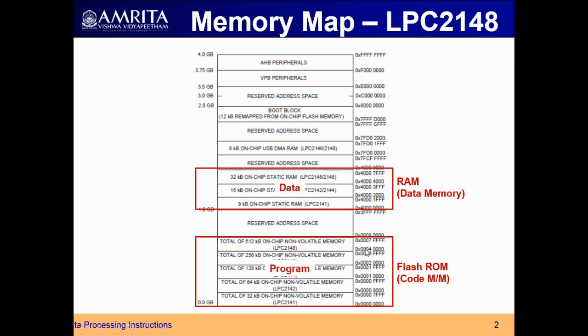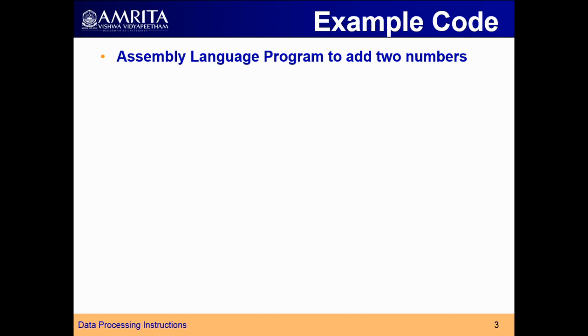So from 000 to 7FFF, it is used for storing program, and that area is known as code memory. Similarly, from 4000 0000 to 4000 7FFF, this area is used for storing data, so this area is known as data memory. This is the area where you are writing the program. This understanding you should have before you start assembly language programming: where you are storing the program and where you are storing the data. Next, we will see how to write a small program for adding two numbers.